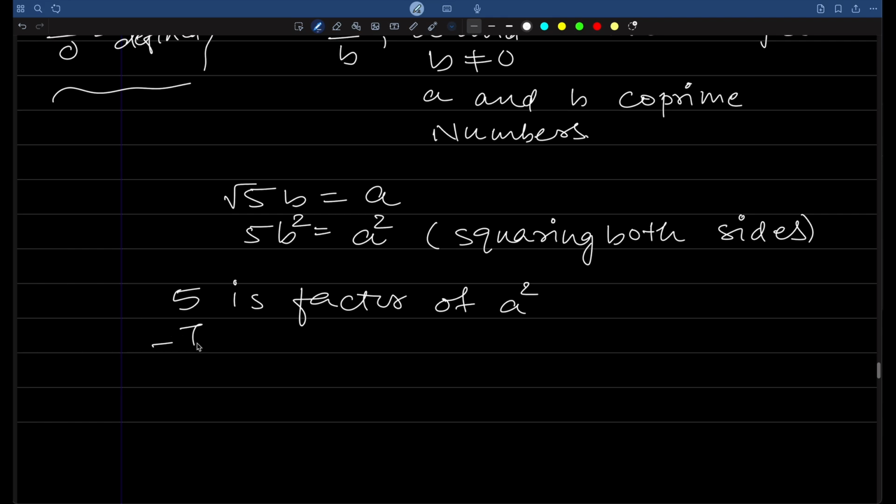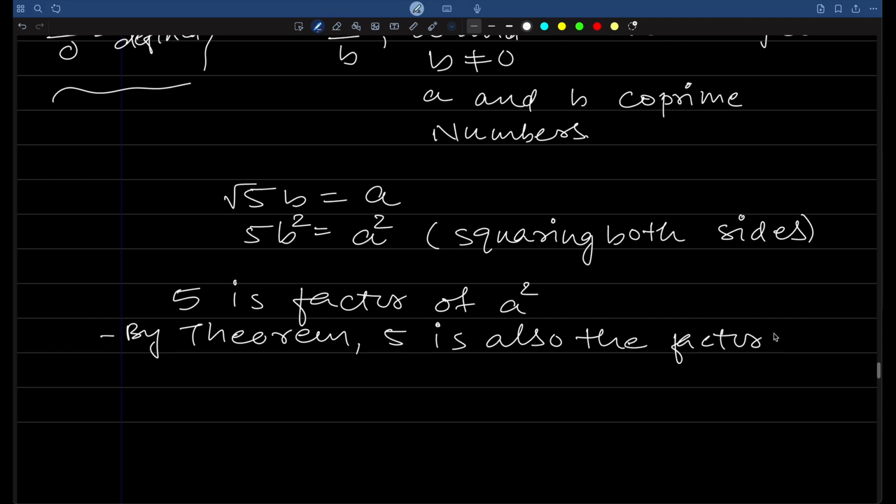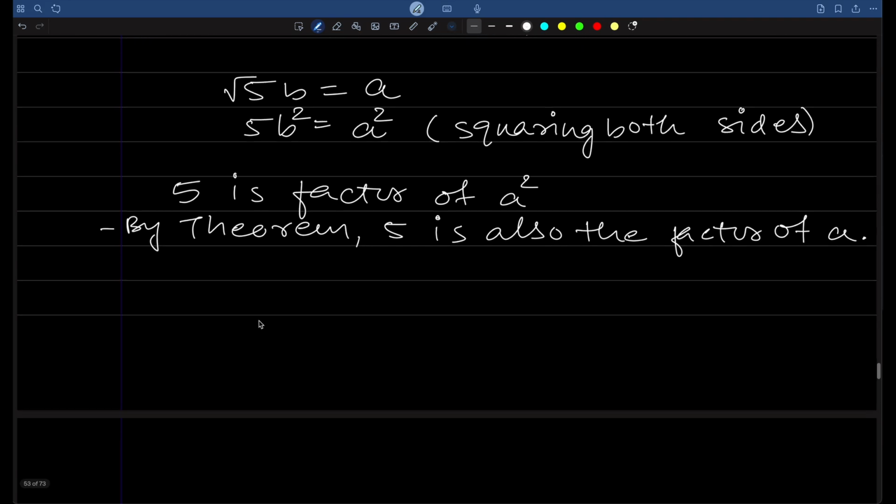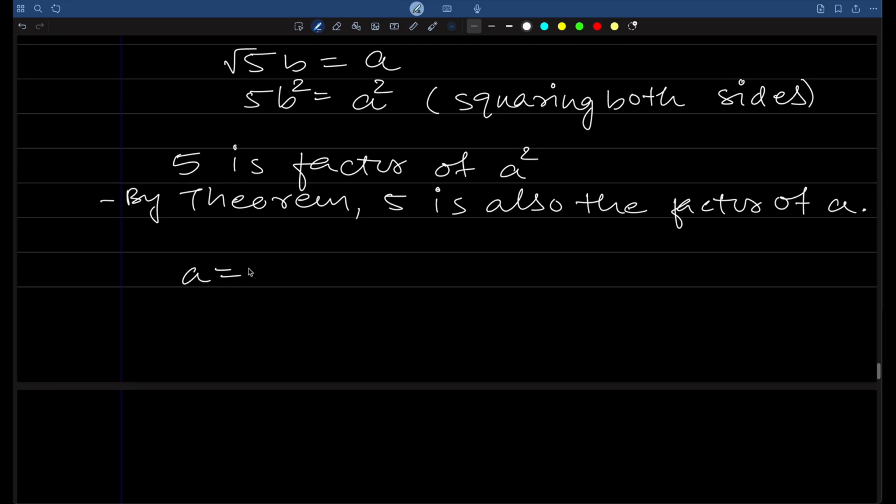And by theorem, we can say that 5 is also a factor of a. This means that I can write a equals 5 into some other constant, let's say c, where c is an integer.